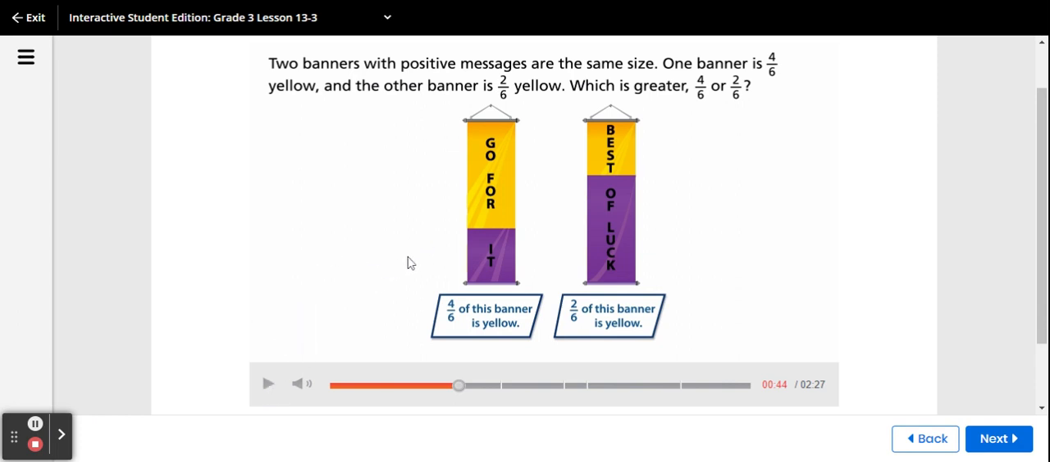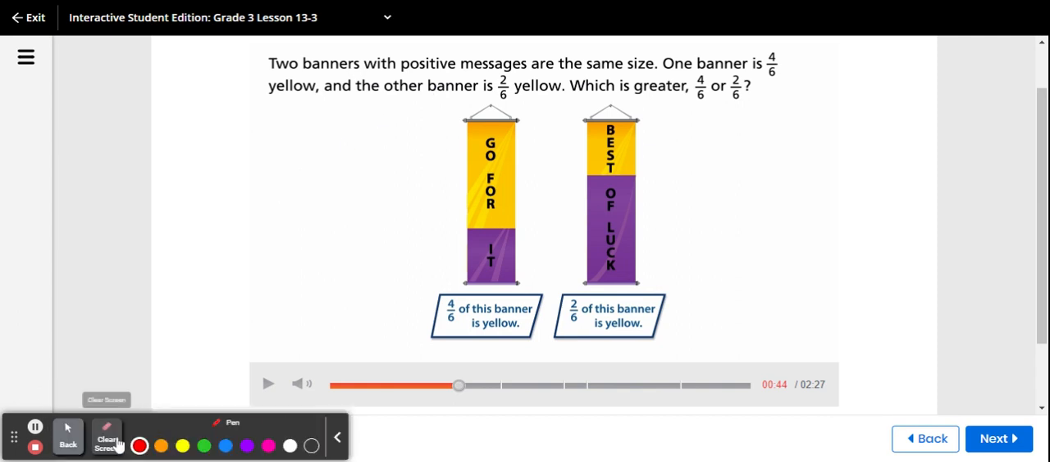So looking at these banners right here, it says that they are the same size. That is very important. Again, we cannot compare our fractions if our whole is not the same size. It says that one banner is 4/6 yellow, the other banner is 3/6 yellow, and it's wanting to know which is greater. Well, we need to be able to see what these sixths really are. So we're going to come over and we're going to divide both of these banners into our 6 equal parts.